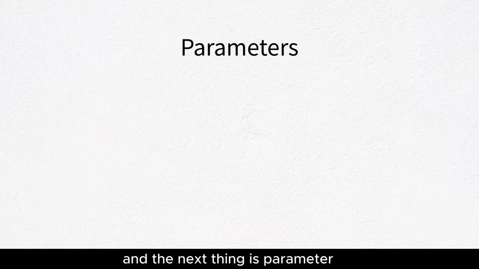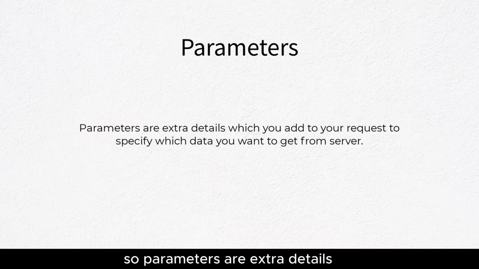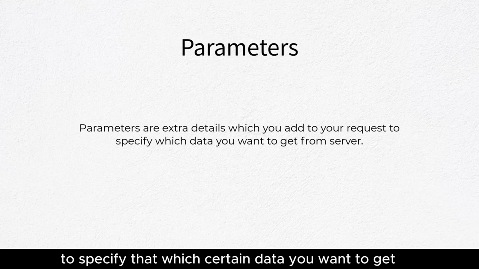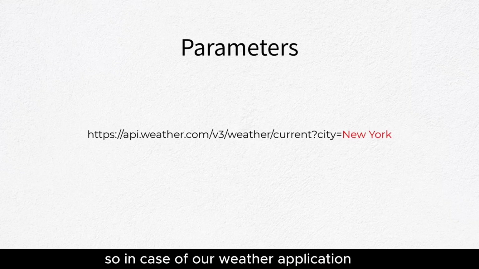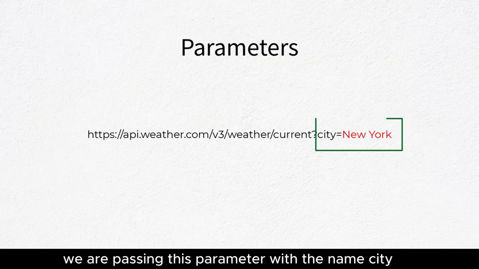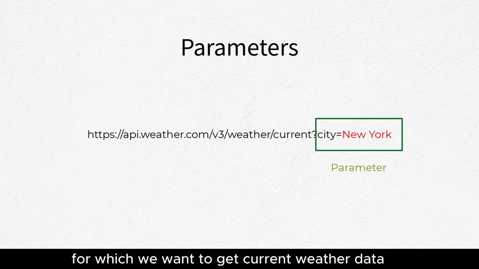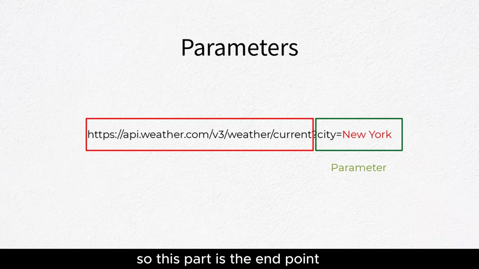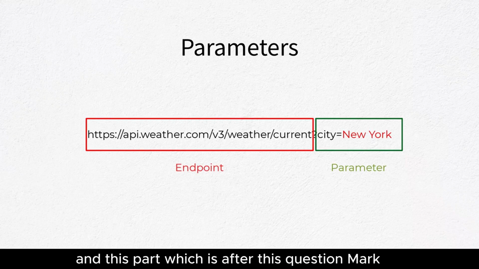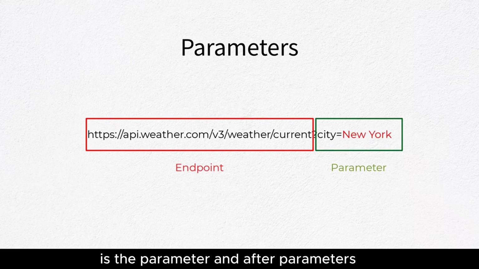And the next thing is parameter. So parameters are extra details which you add to your request to specify which certain data you want to get. In case of our weather application, we are passing a parameter with the name city, and the value of this parameter will be the name of the city for which we want to get current weather data. So this part is the endpoint, and this part which is after this question mark is the parameter.